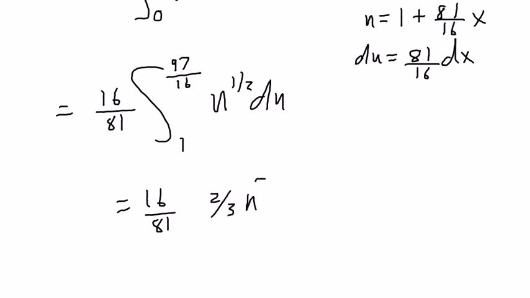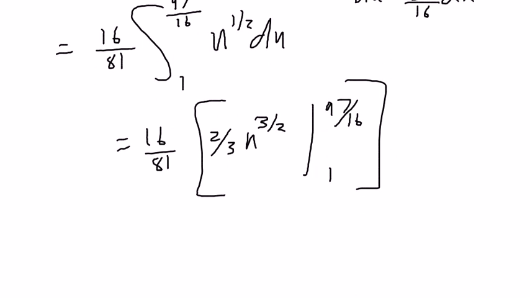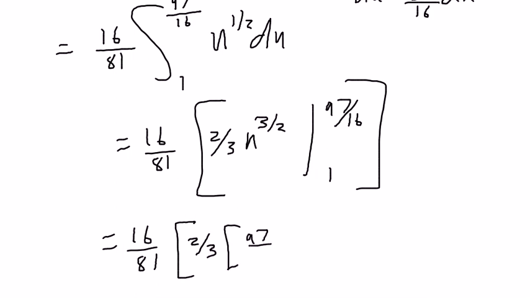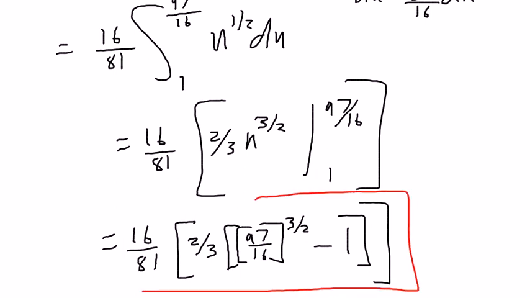Okay, so anti-differentiating, this becomes 16 over 81 times 2/3 u to the 3/2, and then evaluate it at 97/16 and 1. So this gives you 16 over 81, and not to skip out on the, oh, that's 2/3. Not to skip out on the algebra here, but let's just do 97/16 to the 3/2 minus 1 to the 3/2, which is just 1. And that, folks, is your final answer there. Okay, so that's the length of that curve.